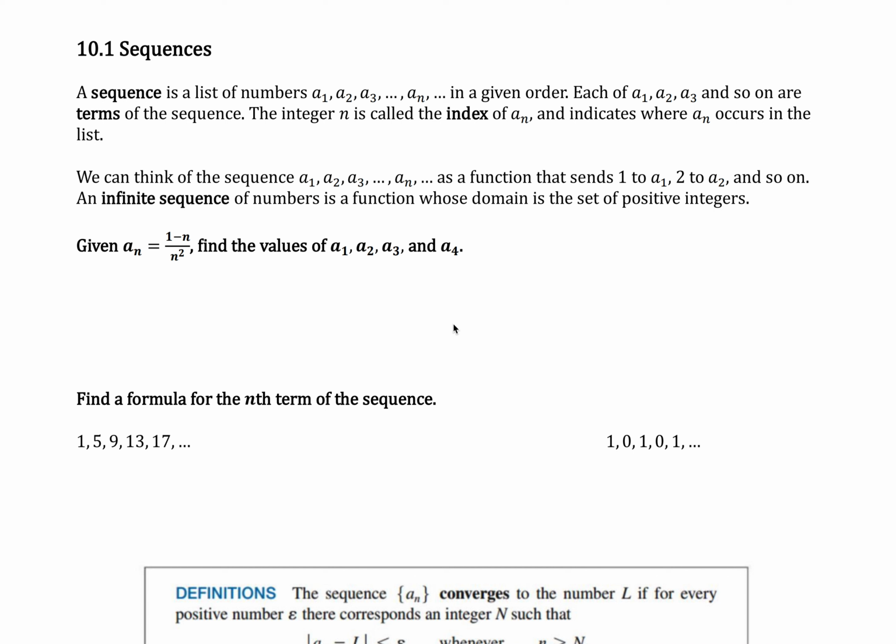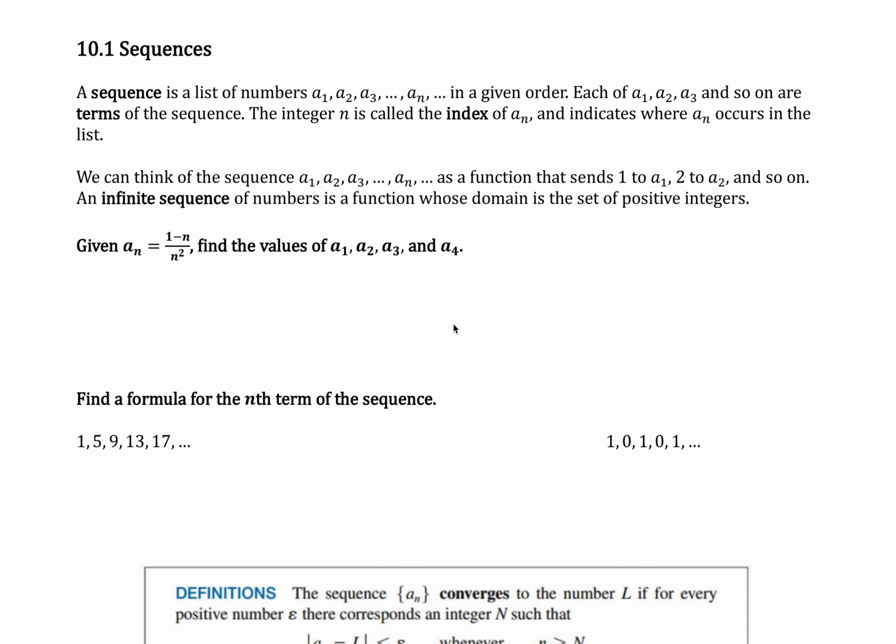We label them a sub 1, a sub 2, and so on through a sub n and further. And each of those, a sub 1, a sub 2, and so on, is called a term of the sequence. The integer is called the index. So a sub 4 would be the fourth term in that sequence.